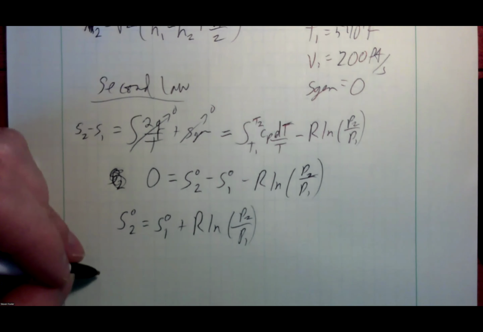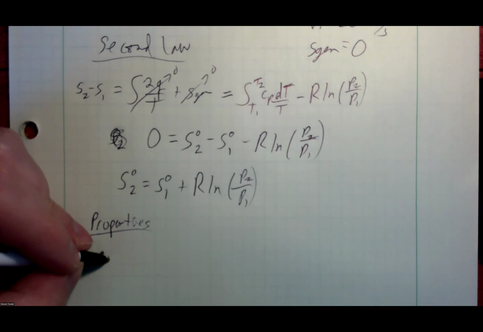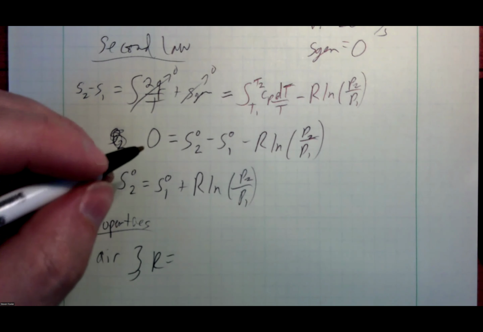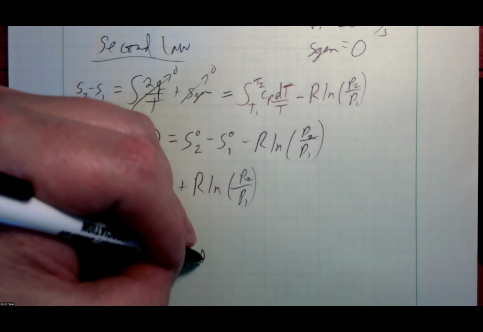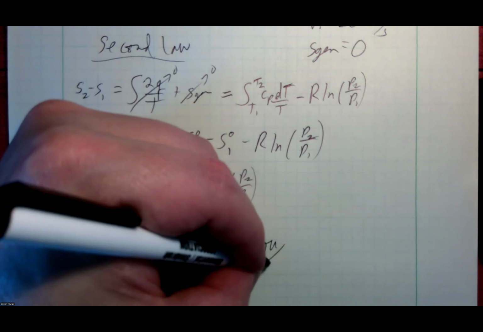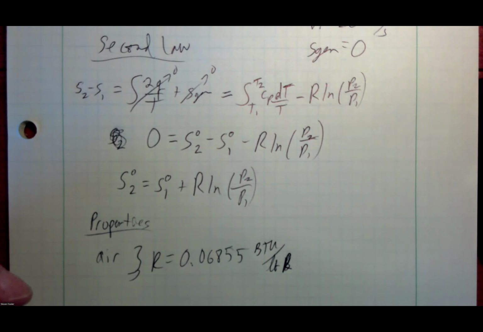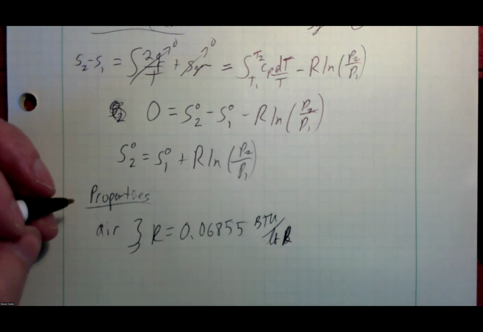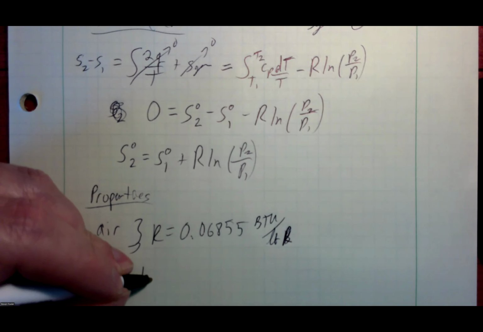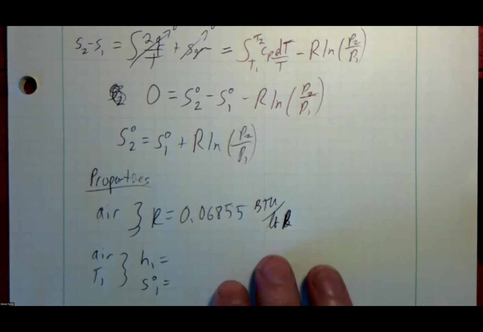R is just a property we can look up. I just need to know that it's air to get the R value, and we looked this up on the last problem: 0.06855. If you don't know how to find table A1 to look up ideal gas properties, you need to get really good at that very quickly, or you can go back and watch the previous video. The fact that I've got air and that I know T1 will give me H1 and S naught 1. You're welcome to go look those up.